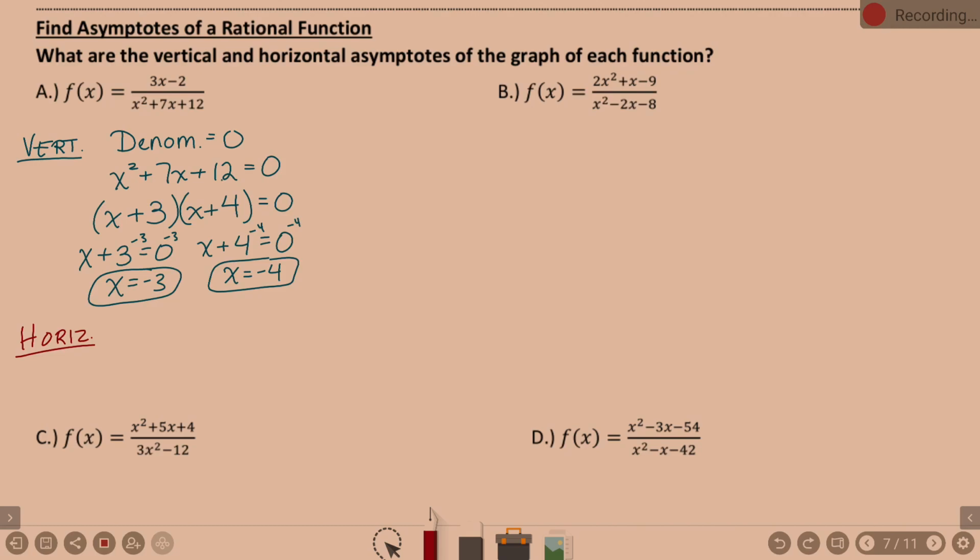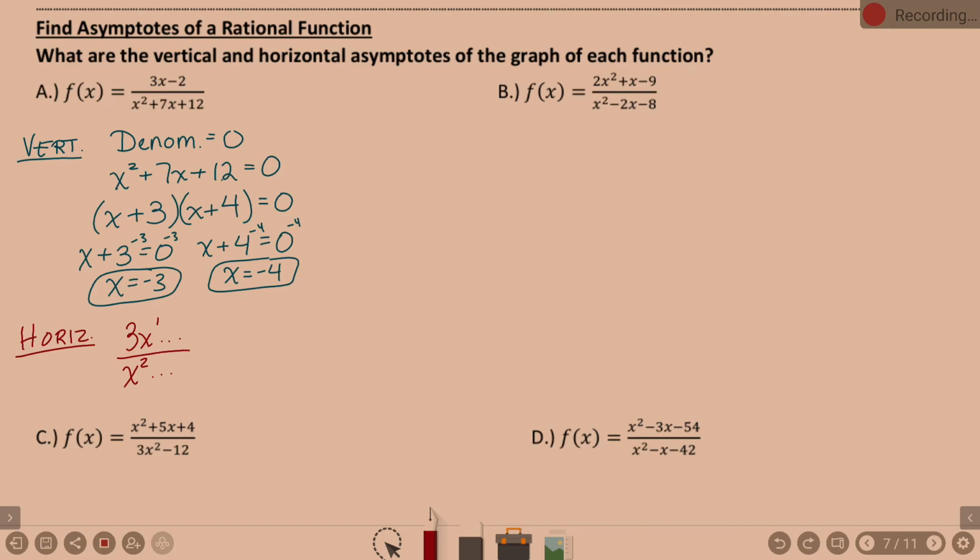Horizontal asymptotes are found by analyzing the biggest powers on top and on bottom. What's the biggest power on top? X to the first, yes. That biggest power term is 3x, so it's 3x to the first. I don't care about the rest, I just care about the highest power. What's my biggest power on bottom? X to the second, right? I don't care about the other terms. I just care about the highest power on top and the highest power on bottom.